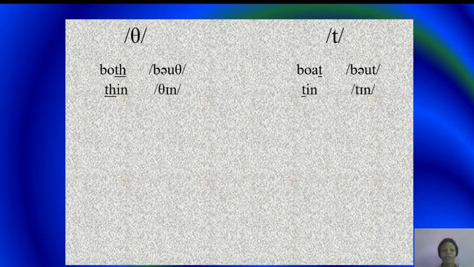The next word we have is thin. Again, thin, to be thin, body size. Thin and thin. Now let's take both. Thin. Okay, let's go over to the next one.